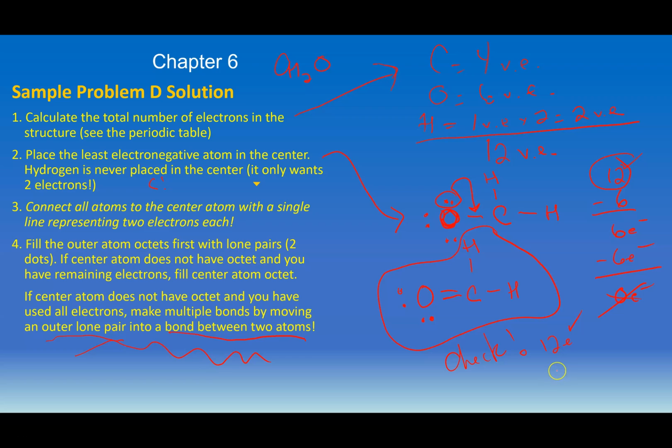Okay, next thing to check, octets. In other words, does everything that's supposed to have an octet, like carbon and oxygen, have the octet? And the answer here for the oxygen, I've got 2 electrons here, 4, 6, 8 electrons. So the oxygen does have an octet. What about the carbon? Does that have an octet? So let's count. 2, 4, 6, 8. So yes, it does. So that must mean that my structure is good to go.